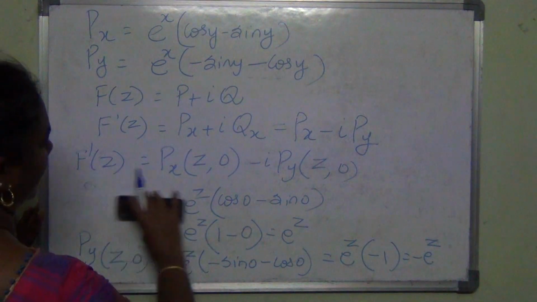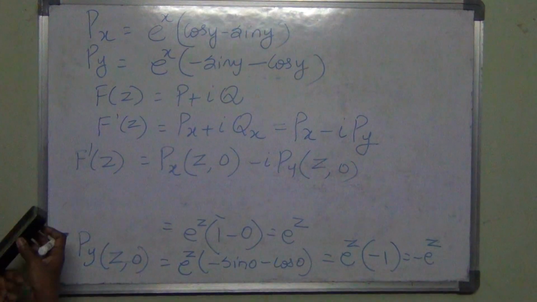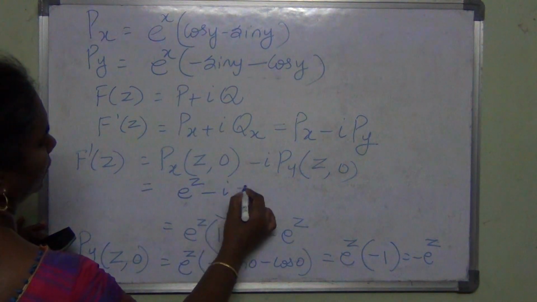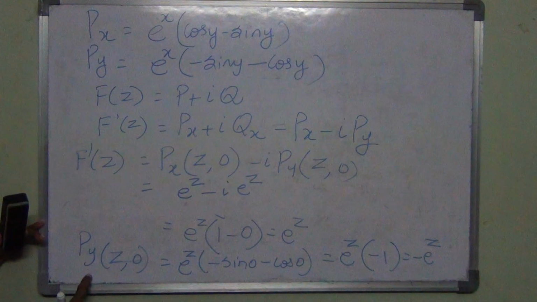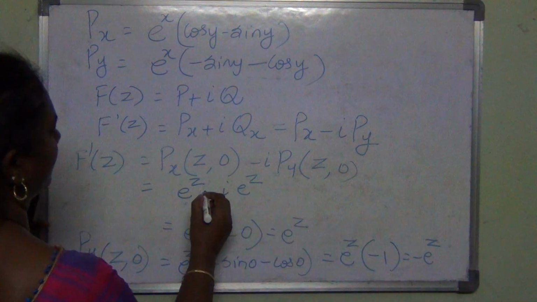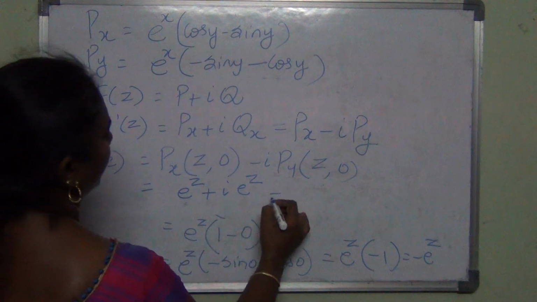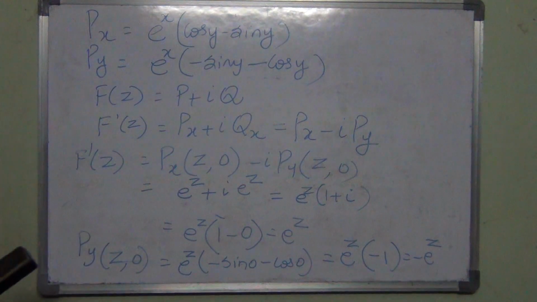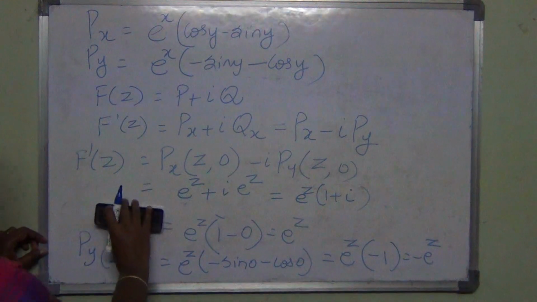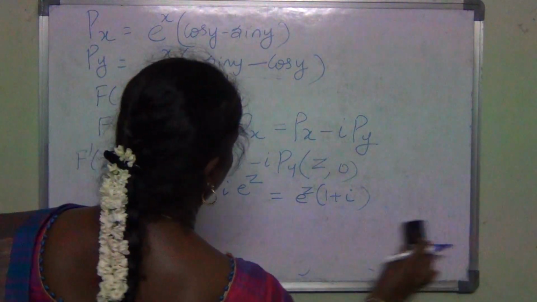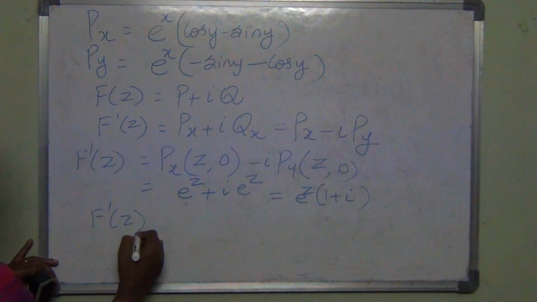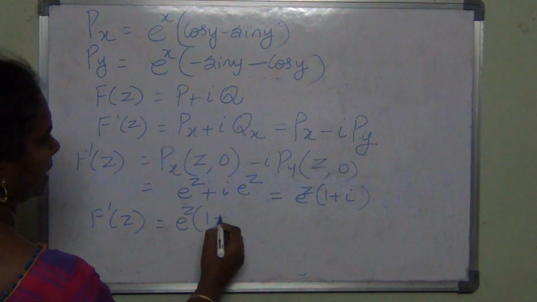So let us substitute the values here. p_x of z comma 0 is equal to e power z, and this is minus i into e power z. And already p_y of z comma 0 is negative, therefore I get plus. If I take e power z outside, I get 1 plus i. So f dash of z is equal to e power z into 1 plus i. So this is my f dash of z.